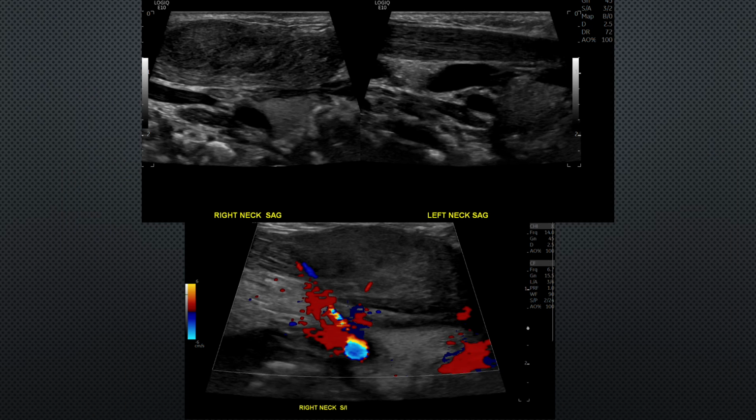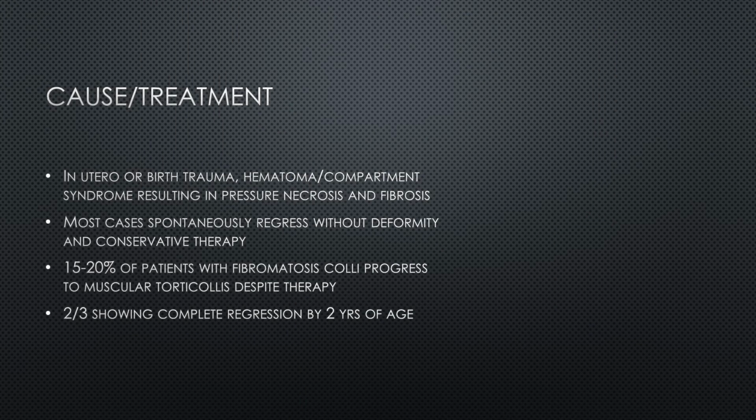Here's another example: focal enlargement of the right sternocleidomastoid muscle, uninvolved, and on color Doppler, really no significant vascularity. As for the cause, I think the exact cause is unclear, but some suggest that it could be a birth trauma with a hematoma in the compartment.